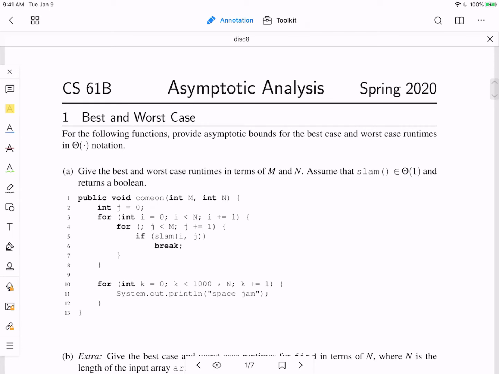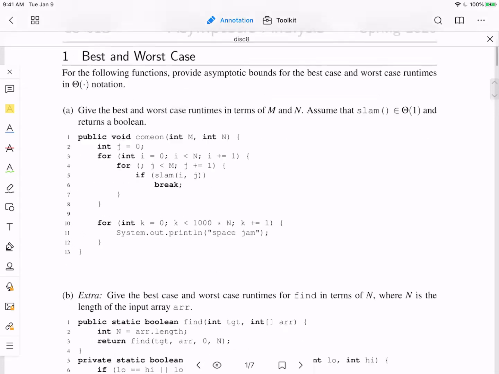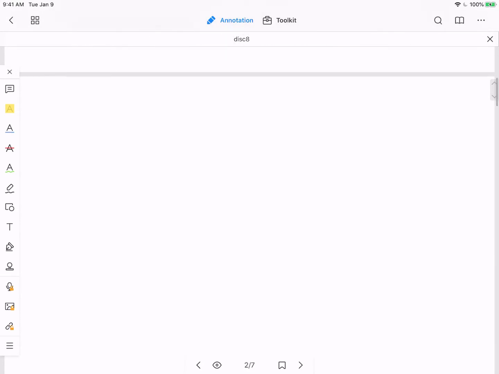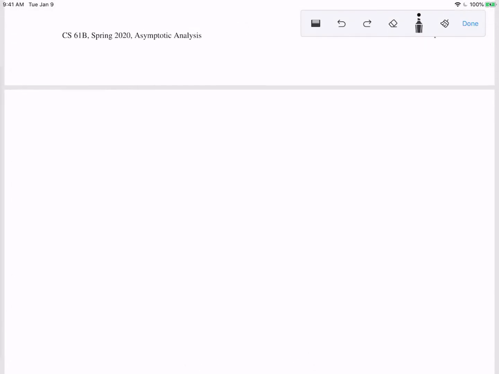Hey everyone, so today we're going to be doing a video walkthrough of discussion 8. Discussion 8 is on asymptotic analysis. One thing I'm going to write real quick before we dive in is these two sums that will come in handy. Actually, I'll write it in a different form.